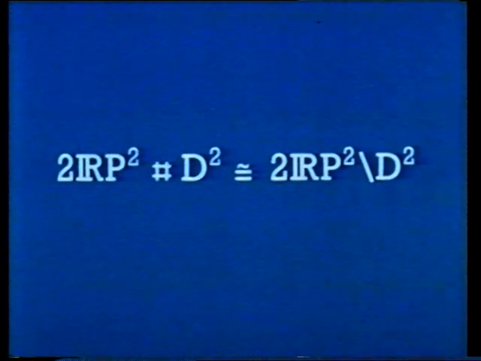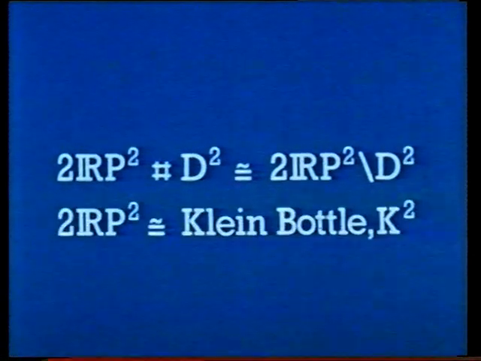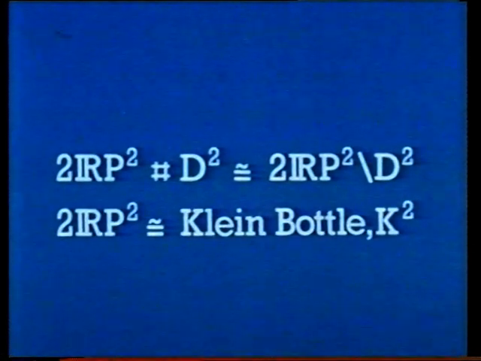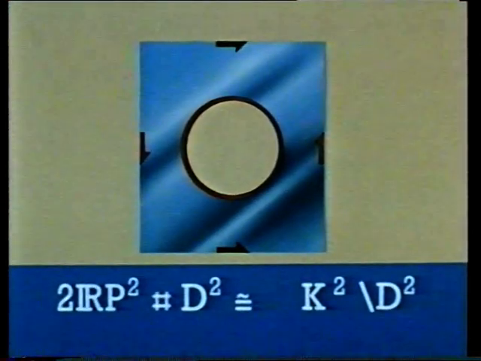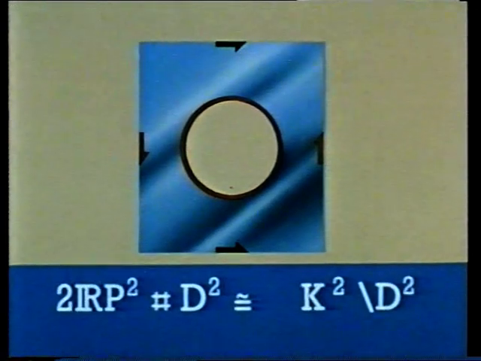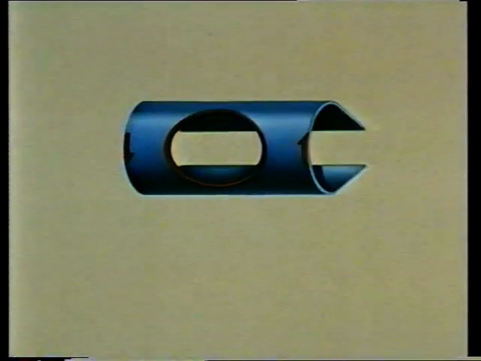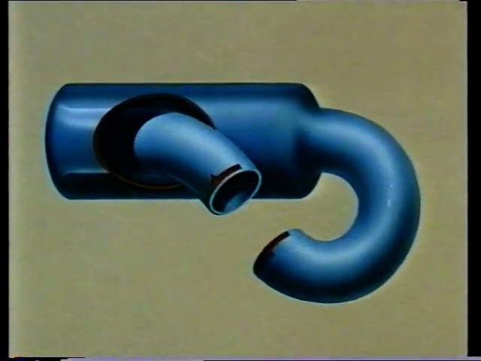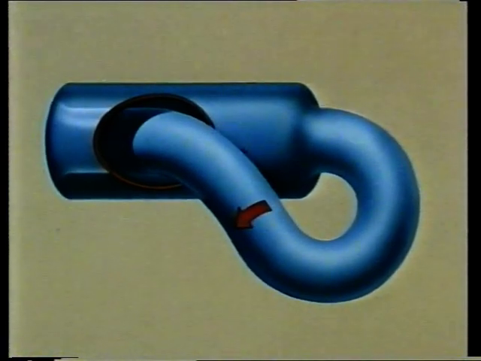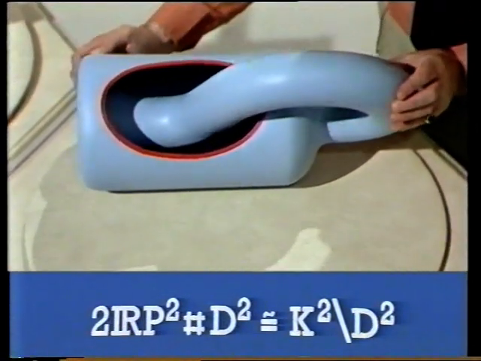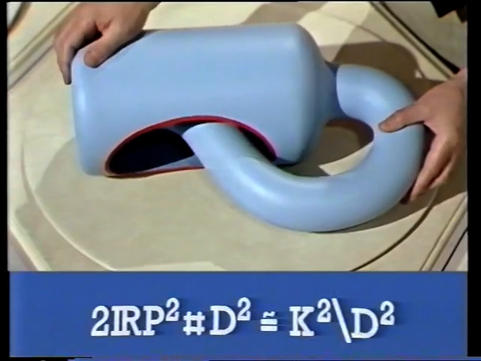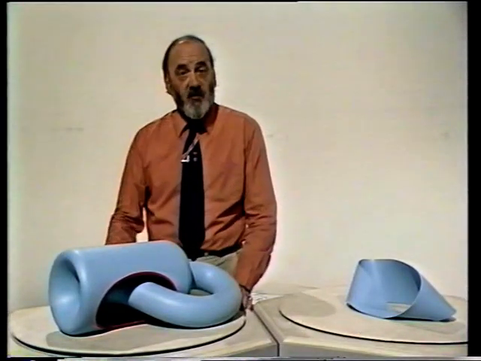This is very easy, because we're just removing a disk, remember, which leaves a Möbius band. What about this? Well, you've just seen that 2 projective planes make a Klein bottle. So what we've got is a Klein bottle with a disk removed. And unlike the intact Klein bottle, this can be embedded in 3 space. And here it is in real life, the Klein bottle with a disc removed, the connected sum of 2 projective planes and a disc.